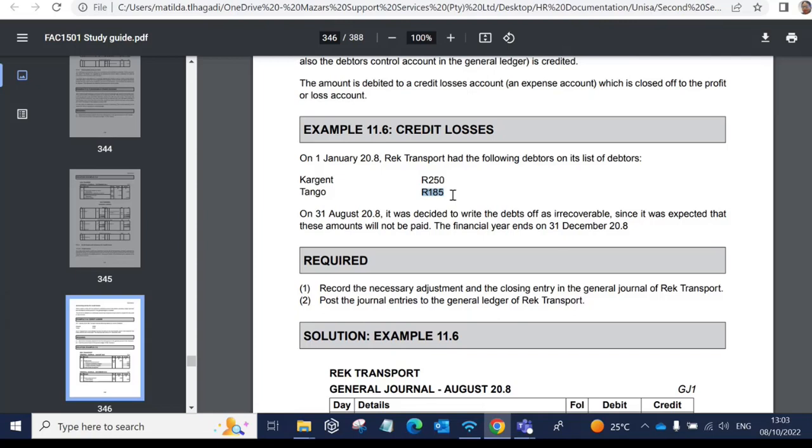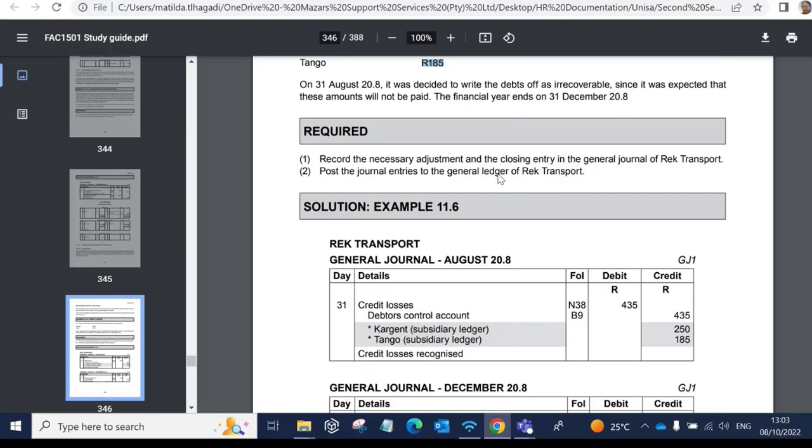So on the 31st of August 20.8, it was decided to write off debts as irrecoverable, since it was expected that this amount will not be paid. The financial year end is the 31st of December. Record the necessary adjustment and closing entry in the General Journal of REC Transport. Post the journal entry to the General Ledger.